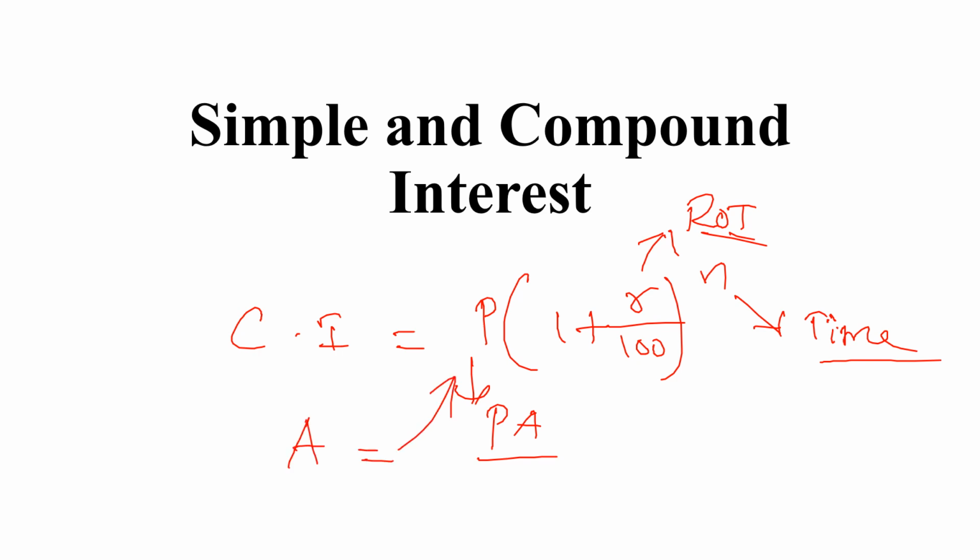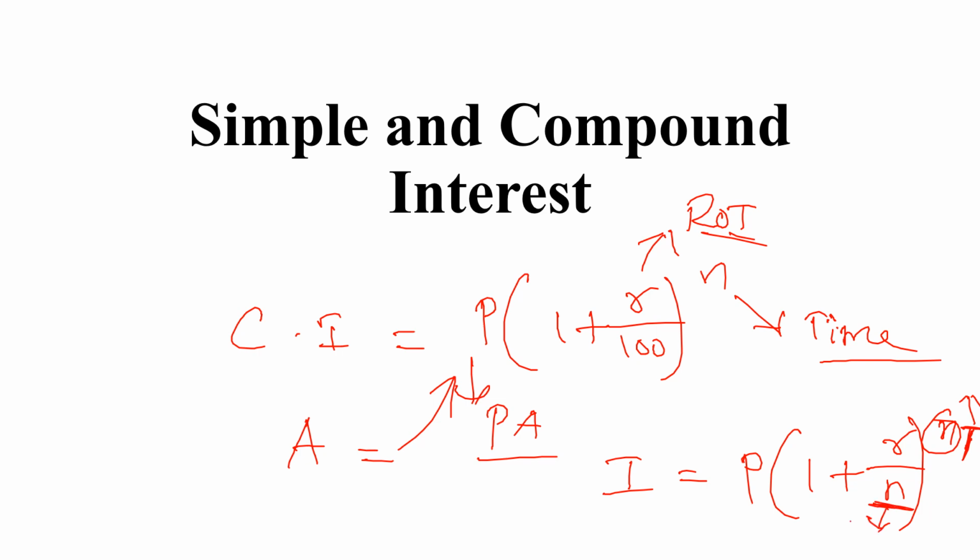But when it comes to compound interest, we have questions like compounded annually. I hope you heard about that. So if they ask you to find interest compounded annually, it means P into 1 plus R by N whole power NT. Here T means time. Then what about N? Here N means the number of times we have to find the interest.